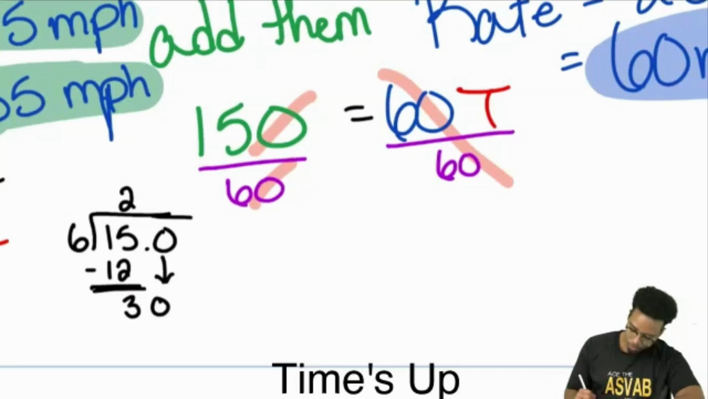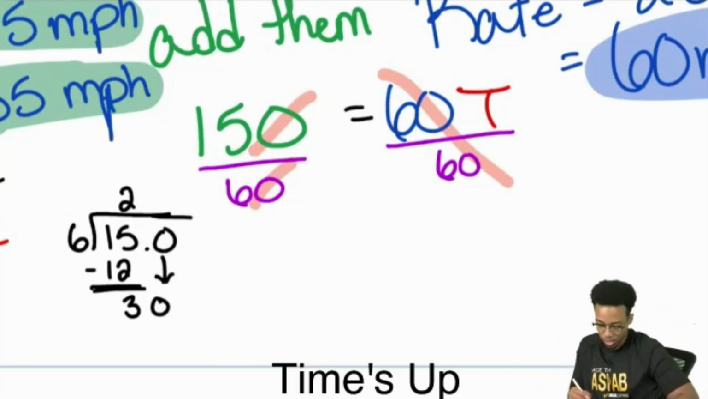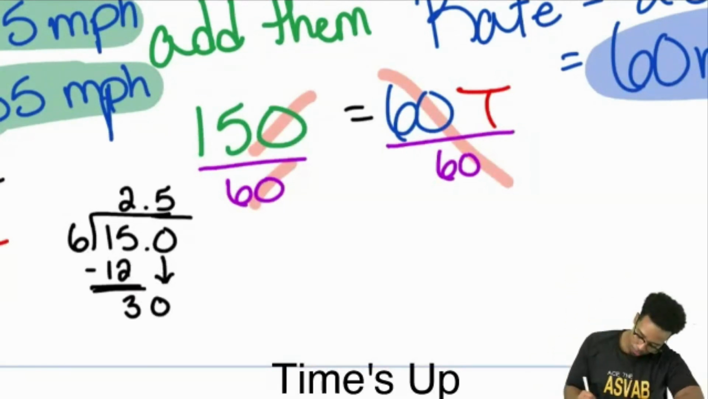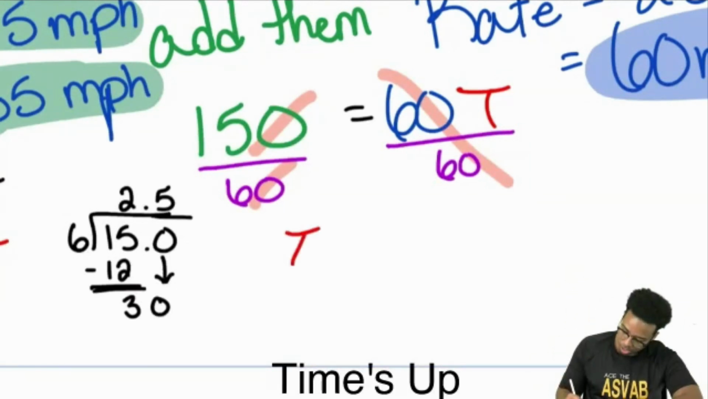Lower the 0. So we have 6 into 30. Everybody, 6 goes into 30 how many times? 5 times. And so, yep, that would be 2.5. So everybody, the answer is going to be T equals 2.5 what?